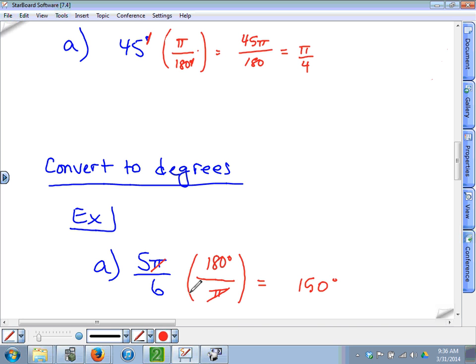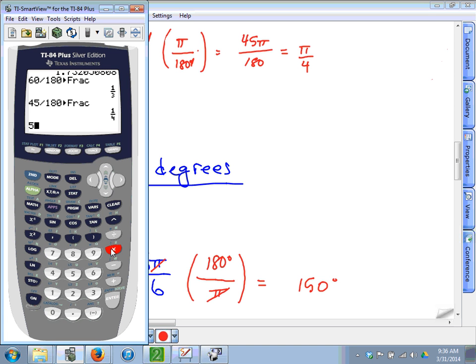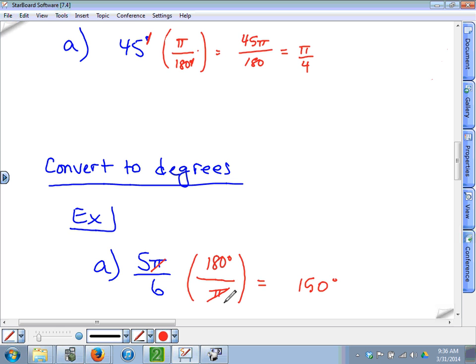If you're a little nervous about doing mental math, then don't do mental math. Use your calculator. Type in 5 times 180, hit enter, and then divide it by 6. And it still gives you the same answer, 150. So it's 150 degrees. No, we're not quite done.